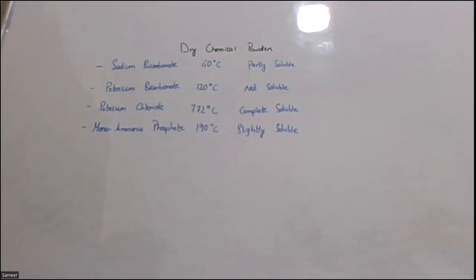Similarly, potassium bicarbonate has a decomposition temperature of 120 degrees Celsius, meaning that up to 120 degrees Celsius it can sustain itself. Above 120 degrees Celsius, it will decompose. And it is not soluble in water. What does not soluble mean? It means that it will remain on the top of the liquid. So can I use it on liquid fires or not?